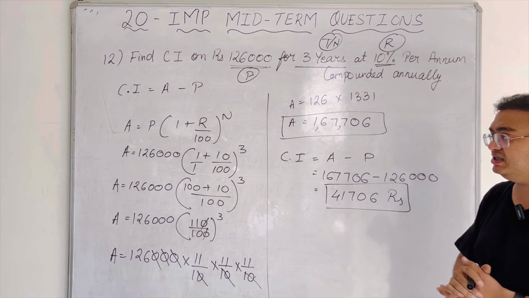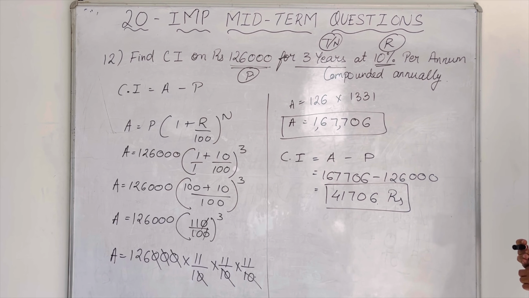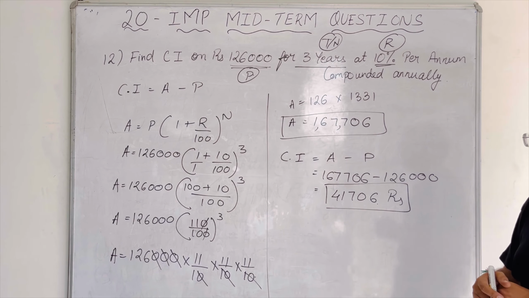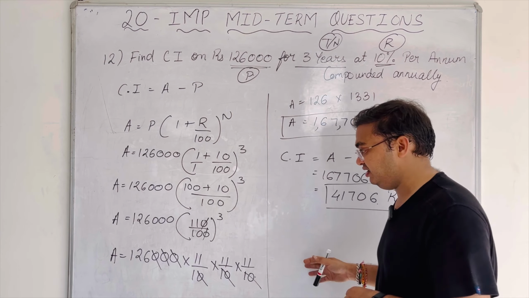I hope this question is easy. This is a CI. So whenever you are finding CI, before finding CI, you are supposed to find the amount. So I hope this is clear to you.